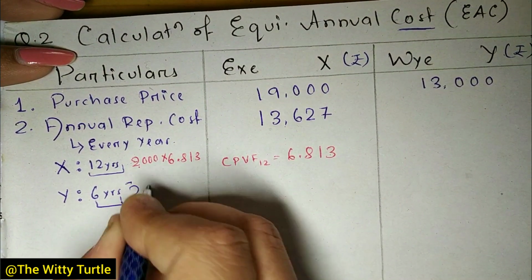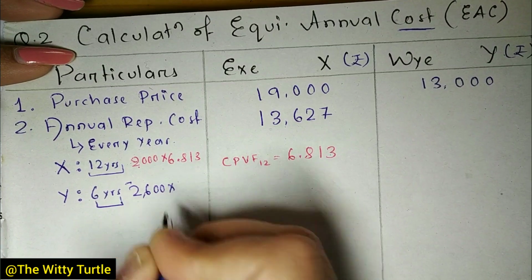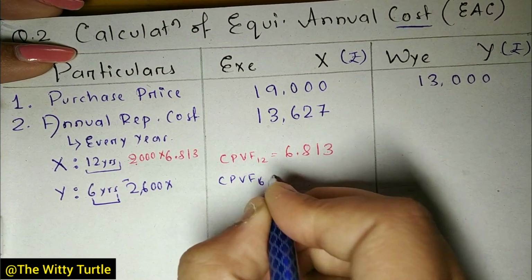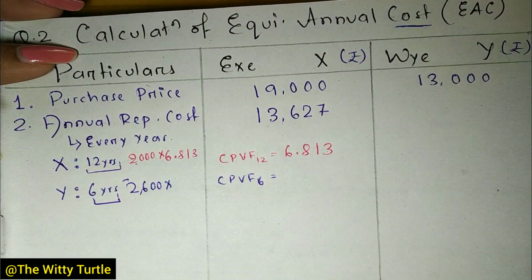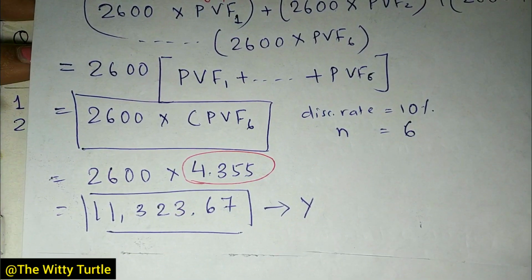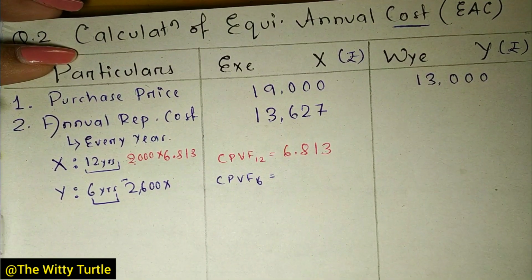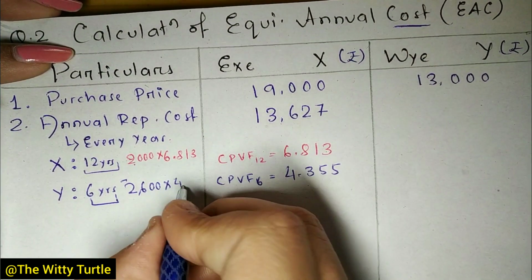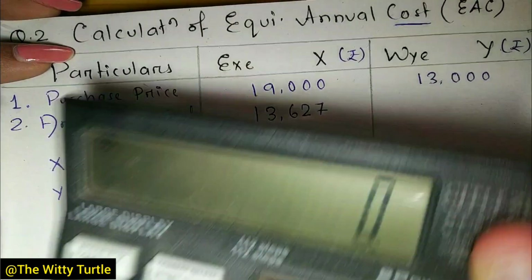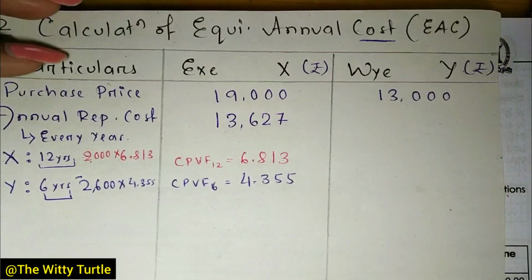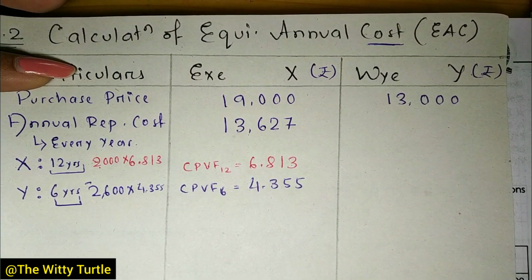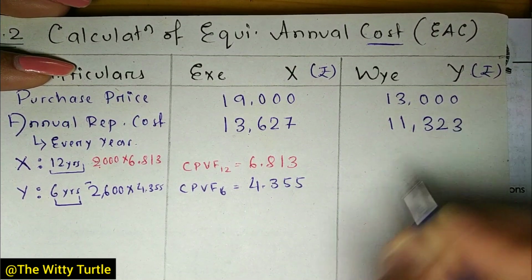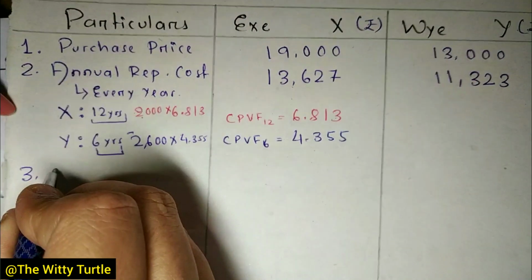Now for the second year ये कितना हो जाएगा? इसका अमाउंट हमें पता है. 2,600 is the annual repairing cost, and then CPVF for 6 years. Recently we calculated it. It is coming as 4.355. So obviously while teaching you that, I have already calculated the amount, and it is coming as 11,323. Okay.